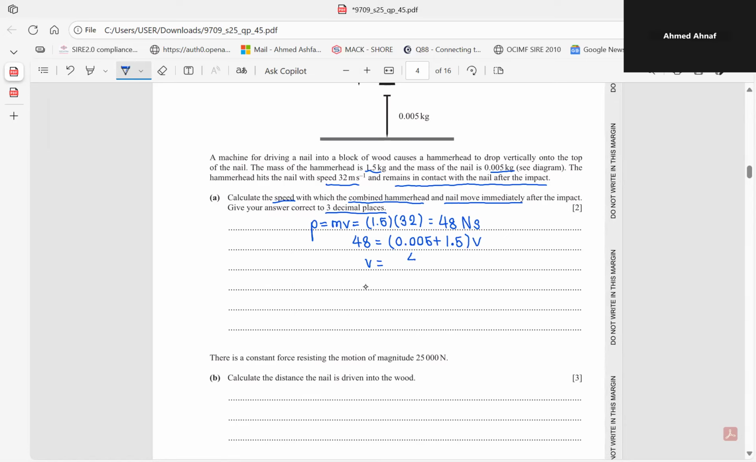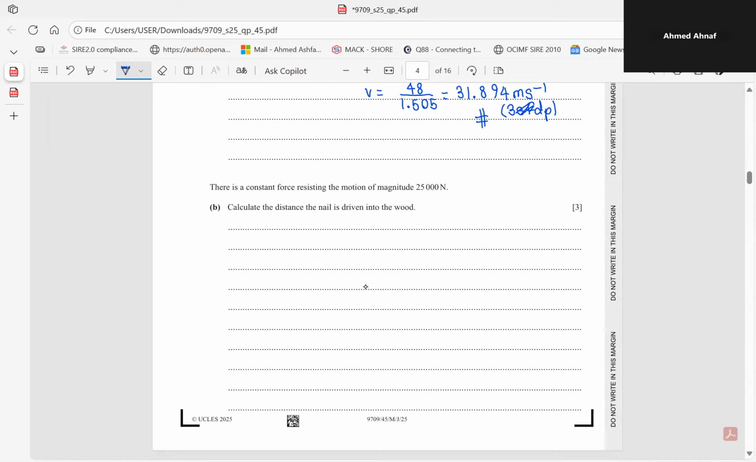So V is just 48 divided by 1.5 plus 0.005, which is 1.505. And this is equal to 31.894 meters per second, to 3 decimal places, sorry. Yeah, so this is our final answer for the first part. Let's head on to the second part.